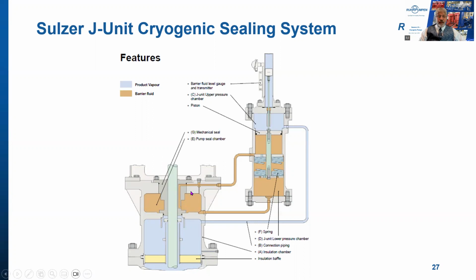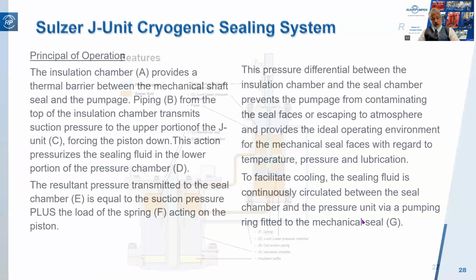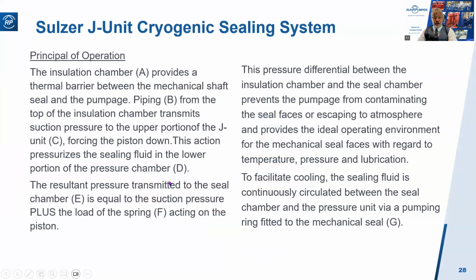The pressure differential between the insulation chamber and the seal chamber prevents there being any contamination by the pumpage or escaping to atmosphere, and provides the ideal operating environment for the mechanical seal faces with regard to temperature, pressure, and lubrication. To facilitate cooling, the sealing fluid is continuously circulated by means of a pumping ring on the mechanical seal. Well, this is what I just said. You can digest it at your leisure later on when you get your copy of the presentation.